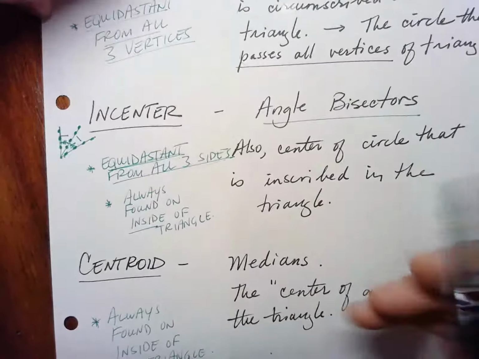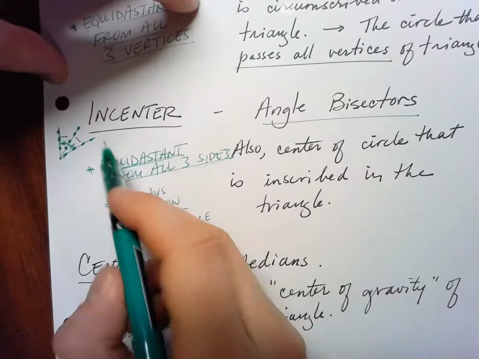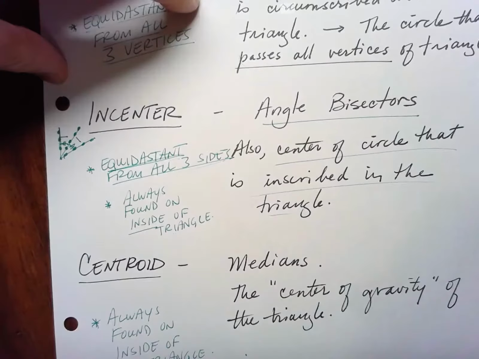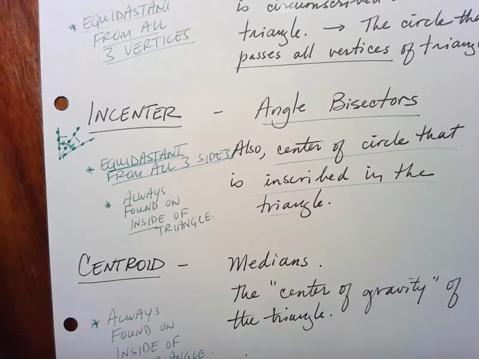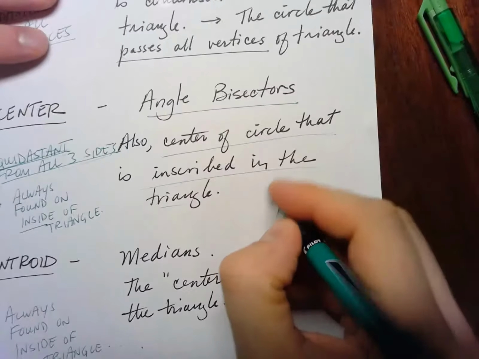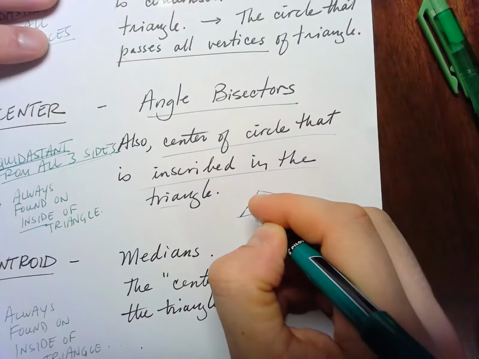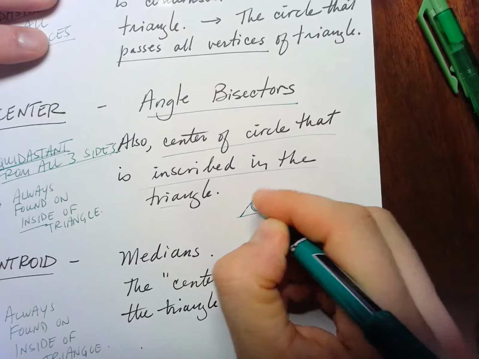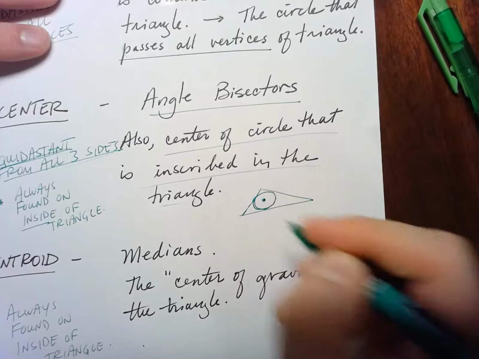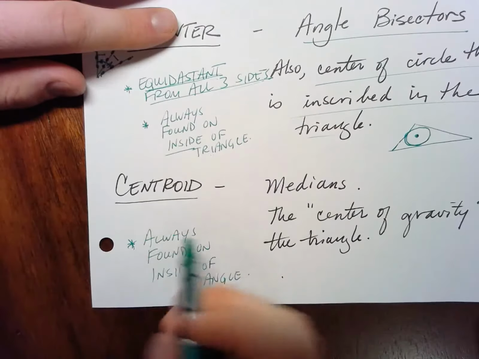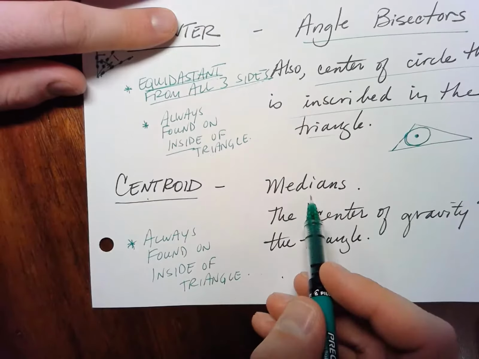All right, because this incenter is actually the center of the circle that is inscribed in the triangle. So if you're thinking about inscribed circles, the whole circle has to be inside the triangle, right? It has to be inside here. So if the circle is always inside, then the center of that circle is definitely always going to be inside the triangle. And lastly, we have centroid, which is where the medians meet.